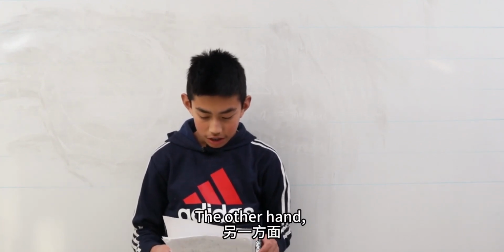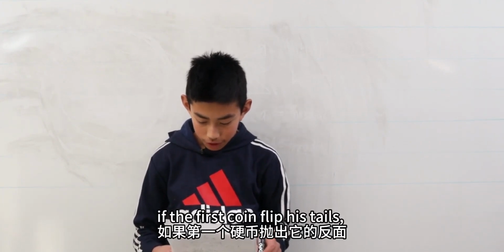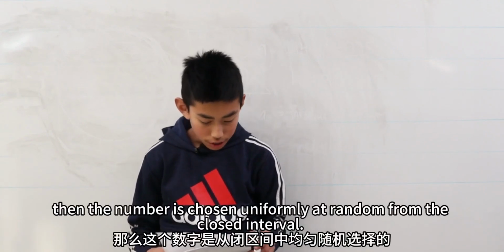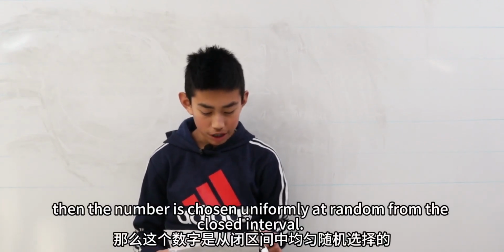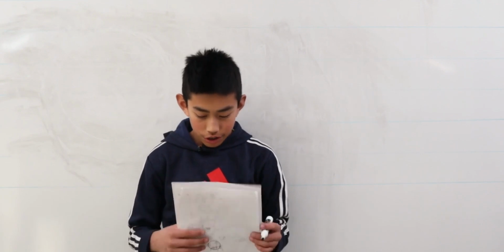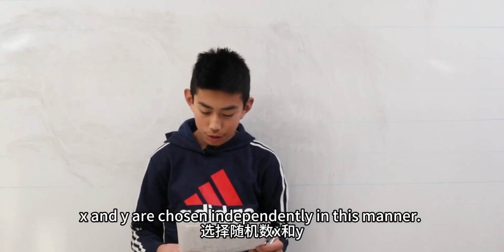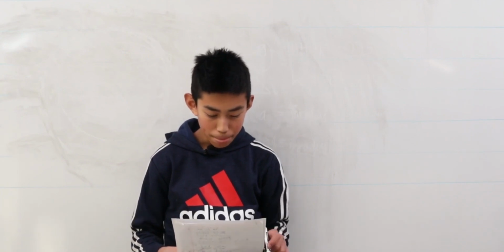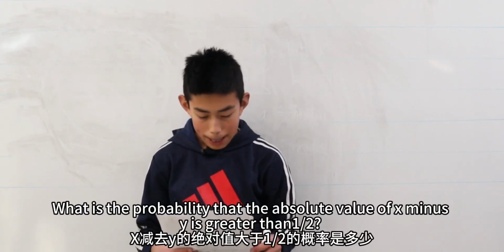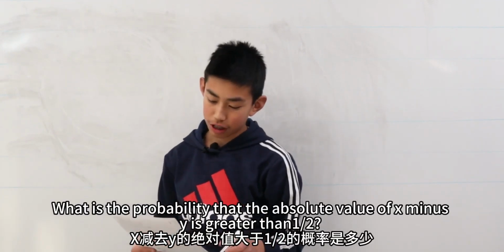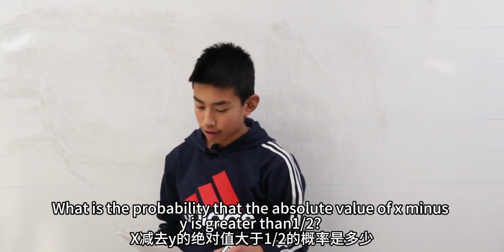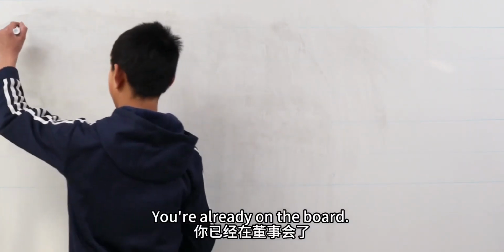On the other hand, if the first coin flip is tails, then the number is chosen uniformly at random from the closed interval 0, 1. Two random numbers x and y are chosen independently in this manner. What is the probability that the absolute value of x minus y is greater than 1/2? Well, you're already on the board.